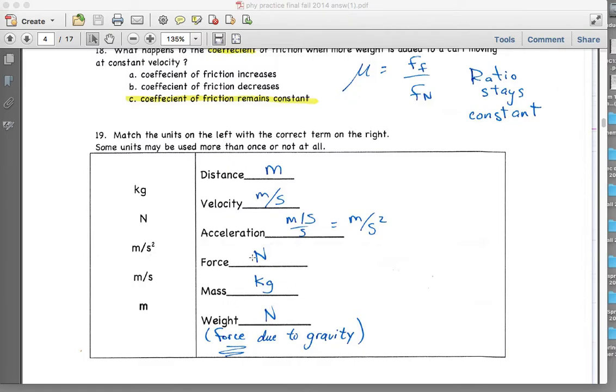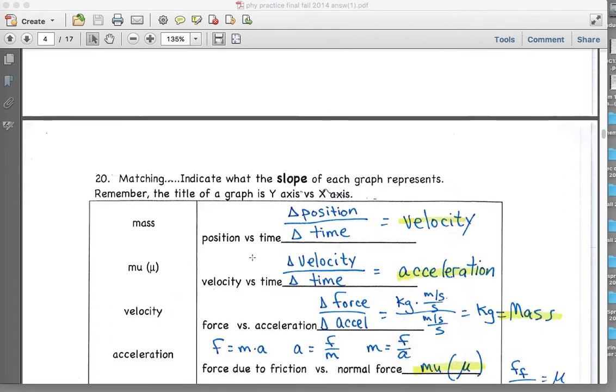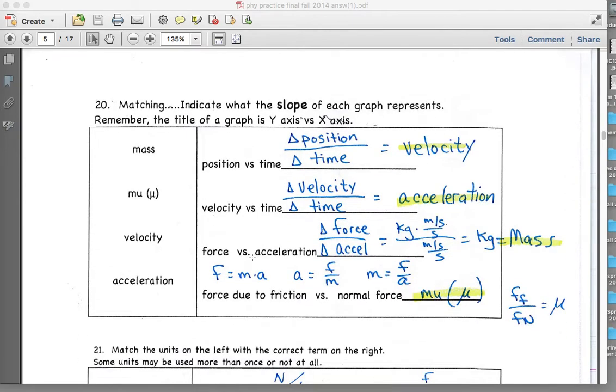This one here is pretty straightforward, 19. Looking at 20, once again, just think about what is the definition of slope. It's change in y over change in x. So I just take the time to divide them out, and then I really think about what units are going to be used to make those measurements. And then it's easy to think about what the resulting slope would represent.